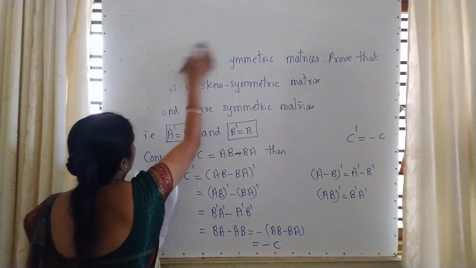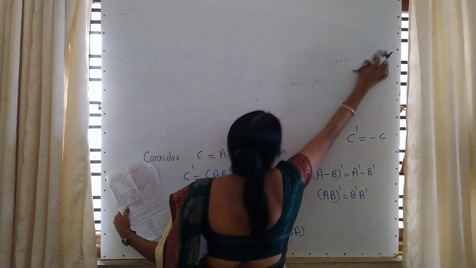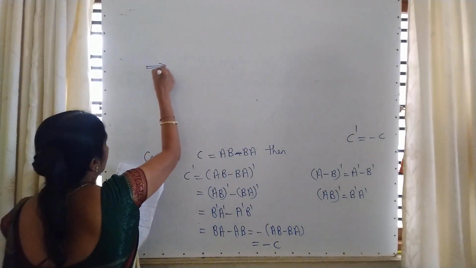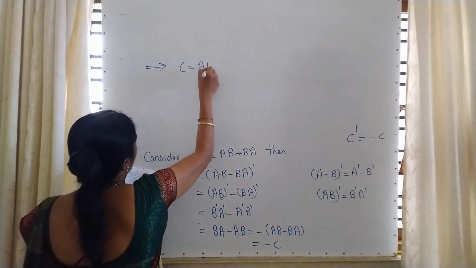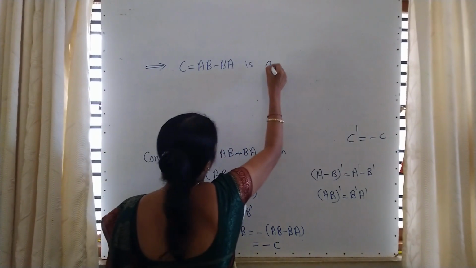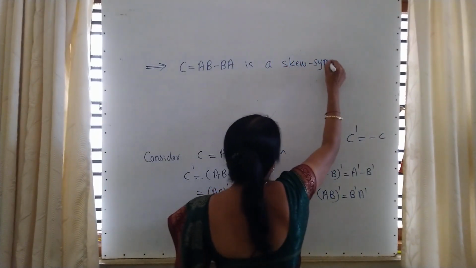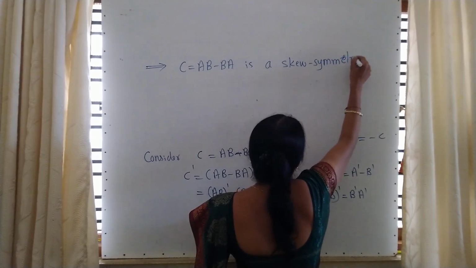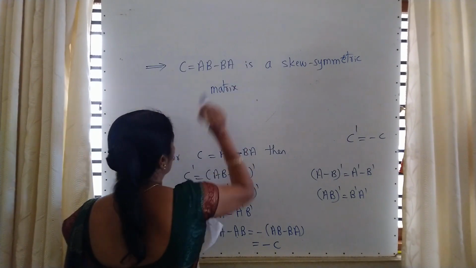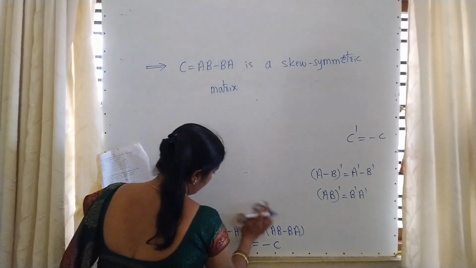Then write down the last conclusion. The students are not writing the conclusion. That is important. After proving that, write down the last slide. There is no place. That's why I am writing here. This implies C is equal to AB minus BA is a skew symmetric matrix. So is it clear? Now I am moving to the next example.